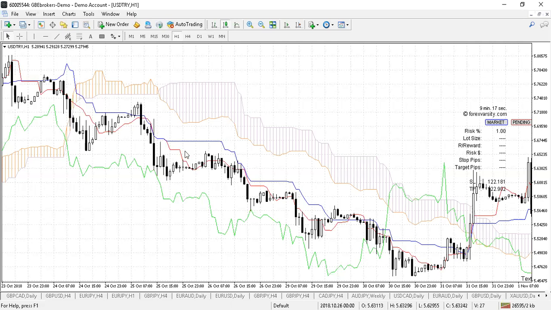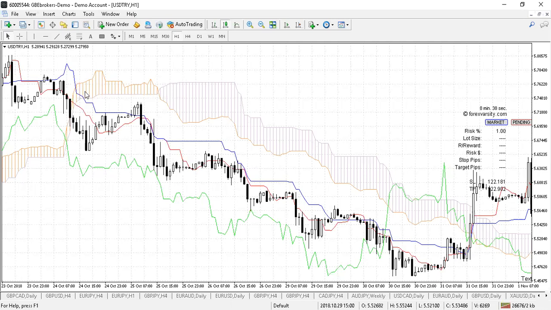The next couple of lines I'm going to talk about are these lines here at the top. You've got the orange line, and then you've got the grey line. When these cross, they give you a kind of cloud. When the cloud is orange, that indicates that the market is bullish, and when the cloud is grey, that indicates that the market is bearish.